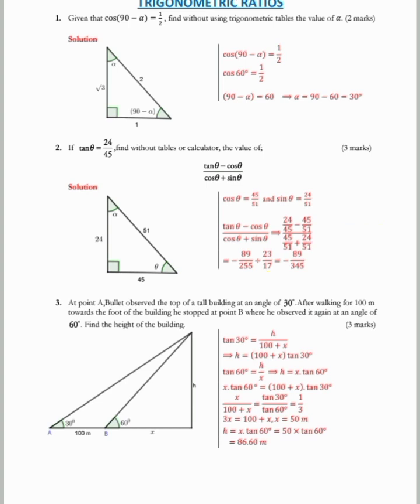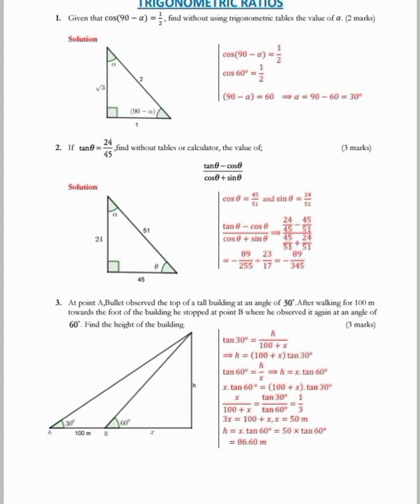Question 3. At a point A, Bullet observed the top of a tall building at an angle of 30 degrees. After walking for 100 meters towards the foot of the building, he stopped at point B, where he observed it again at an angle of 60 degrees. Find the height of the building.